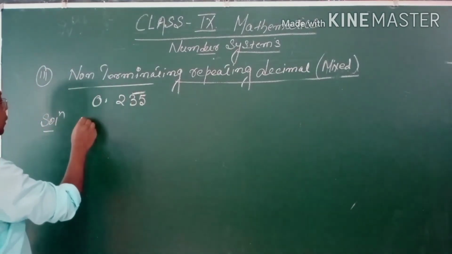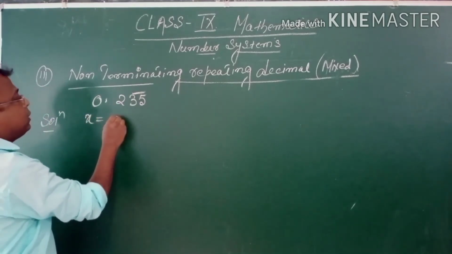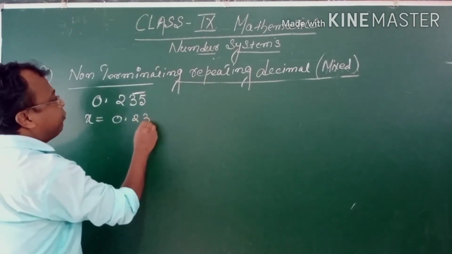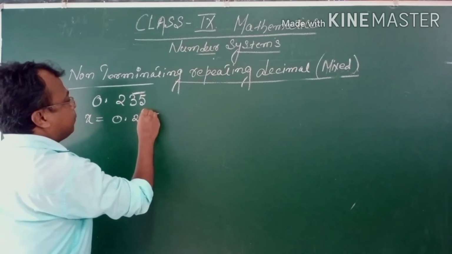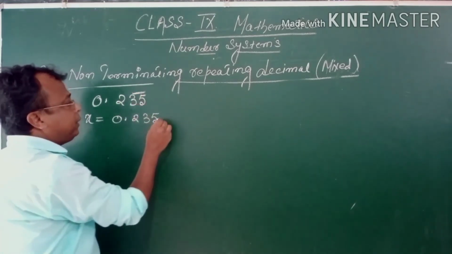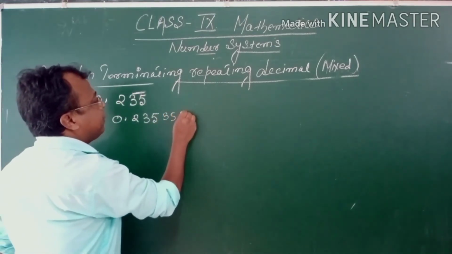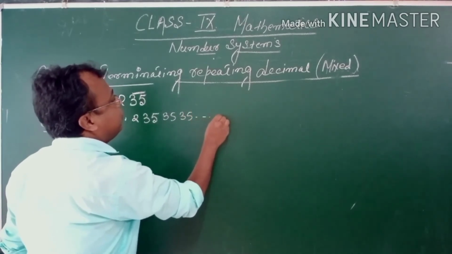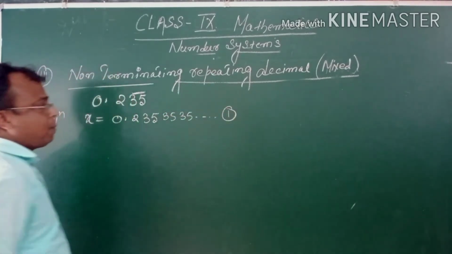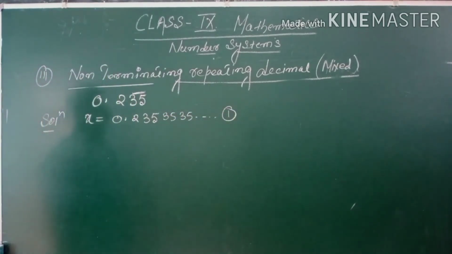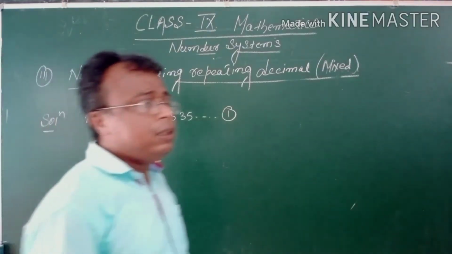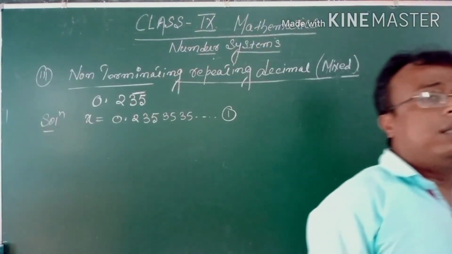So let x is equal to 0.235, where the 35 is repeating, so you write 35 with a bar. Equation number 1, let us say. Alright. Now in this case you see how many digits are not repeating.